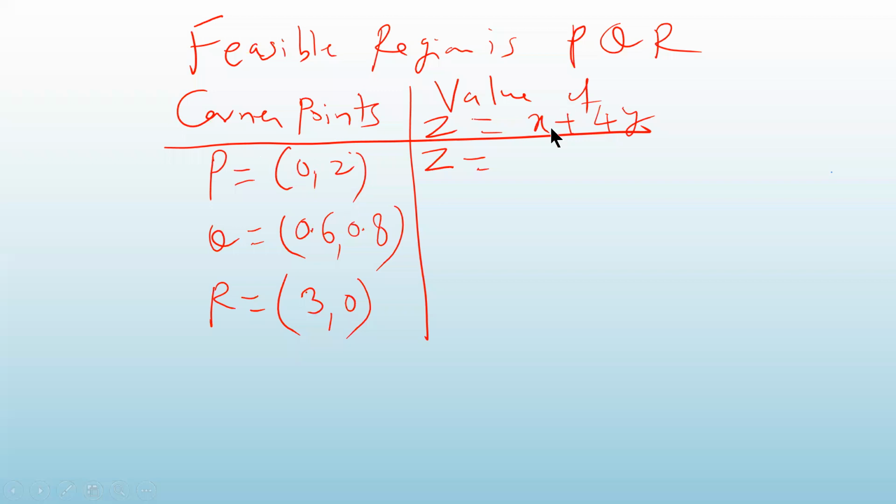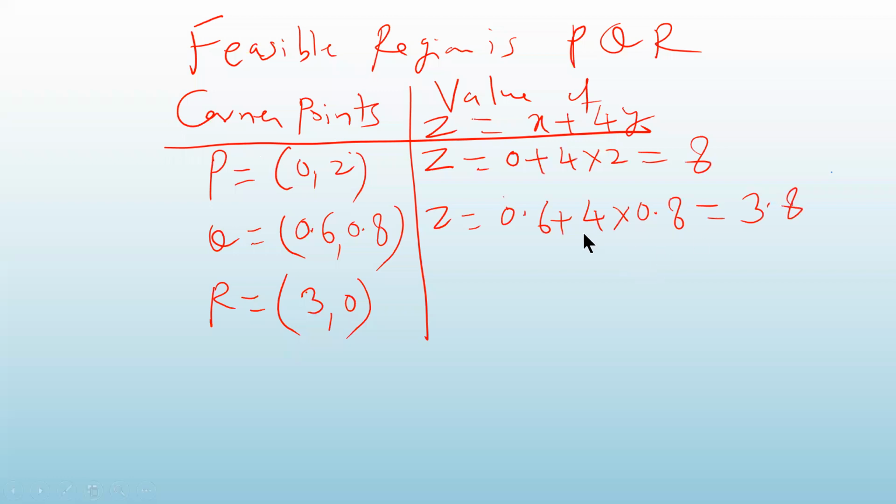At this point, put x equal to 0 and y equal to 2. You will get 0 plus 4 into 2. So that will be 8. And here, 0.6 plus 4 into 0.8. 4 into 0.8 is 3.2, plus 0.6, so 3.8 will come. You can check it on a calculator. And here the value of Z will be 3 plus 4 into 0. It is 3. Okay, 4 into 0 is 0.